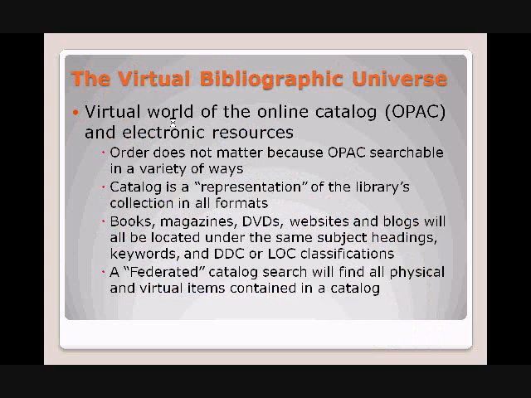Then we have the virtual bibliographic universe, the world of the online public access catalog. In the online public access catalog, or OPAC, order does not matter because the OPAC is searchable in a variety of different ways. Essentially, this virtual bibliographic universe is a representation of the library's collection in all of its formats, in both its physical formats and virtual formats. So therefore, books, magazines, DVDs, as well as websites and electronic resources will all be located under the same subject headings, keywords, and classifications in the online public access catalog.